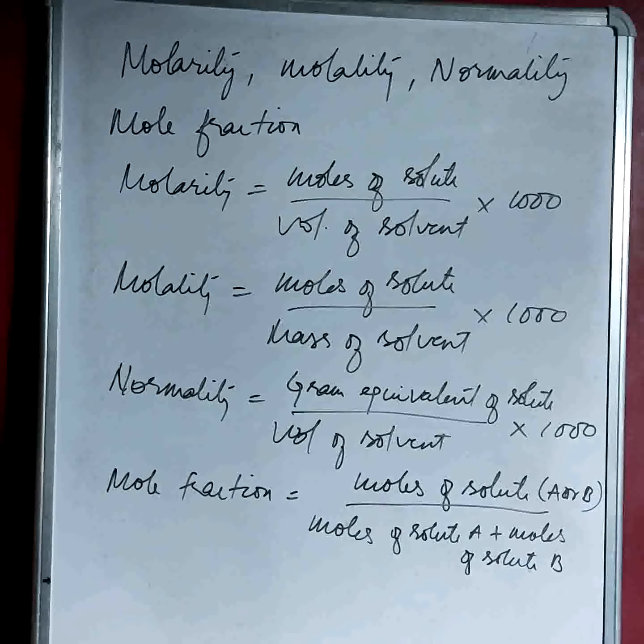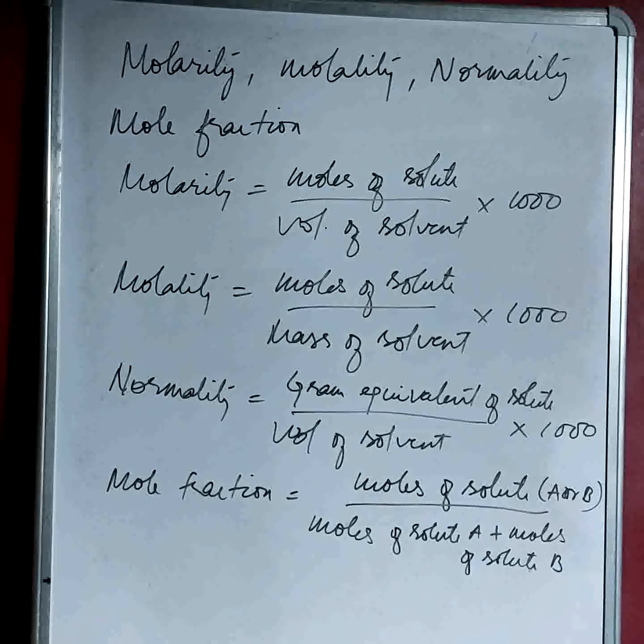Okay. Now these are some important concepts in chemistry: molarity, normality, and mole fraction. The molarity is basically the moles of solute per volume of solvent into 1000 ml, and molality is moles of solute over mass of solvent into 1000 grams. Normality is gram equivalent of solute over volume of solvent into 1000. Mole fraction means moles of solute, either A or B.